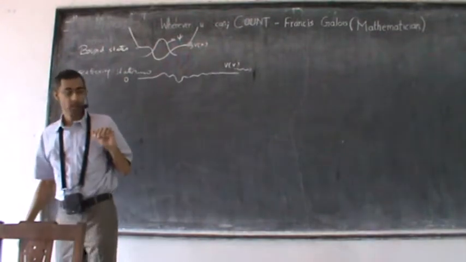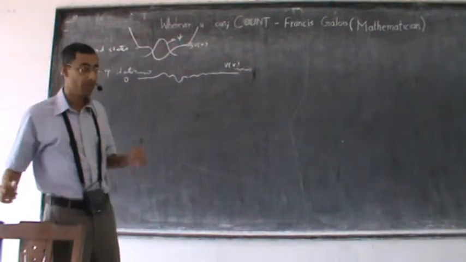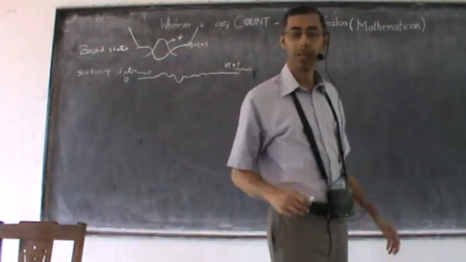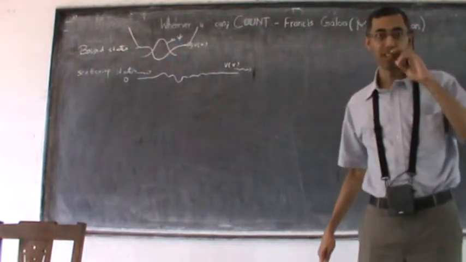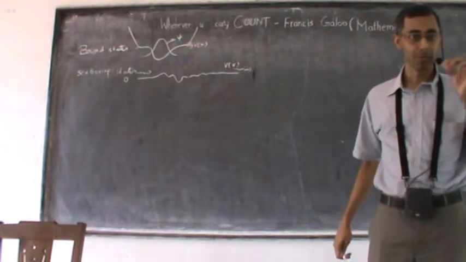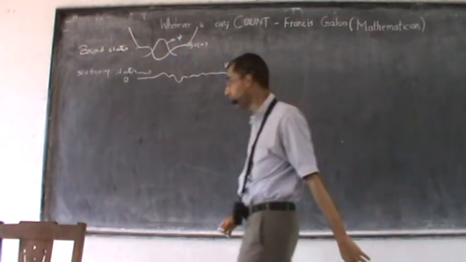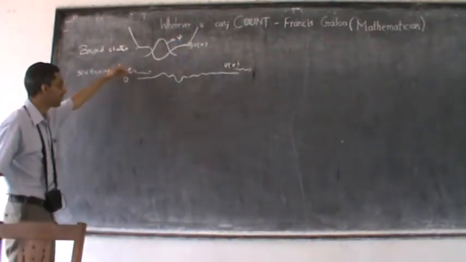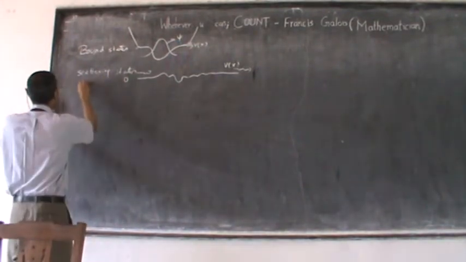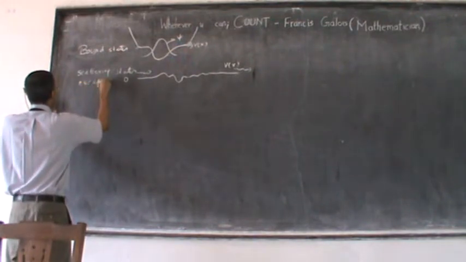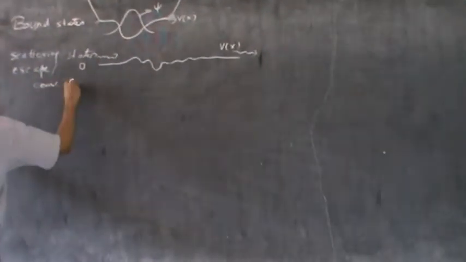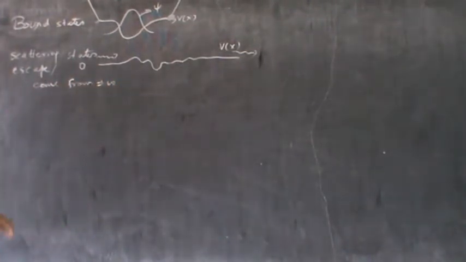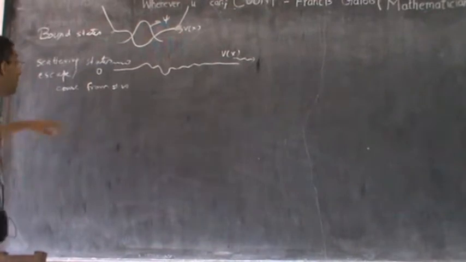Please don't hesitate to tell me if I have not put it in the right way, because I might not pay attention. So scattering states are states where particles can escape to infinity. They can escape or come from plus minus infinity. We're talking in one dimension this morning.